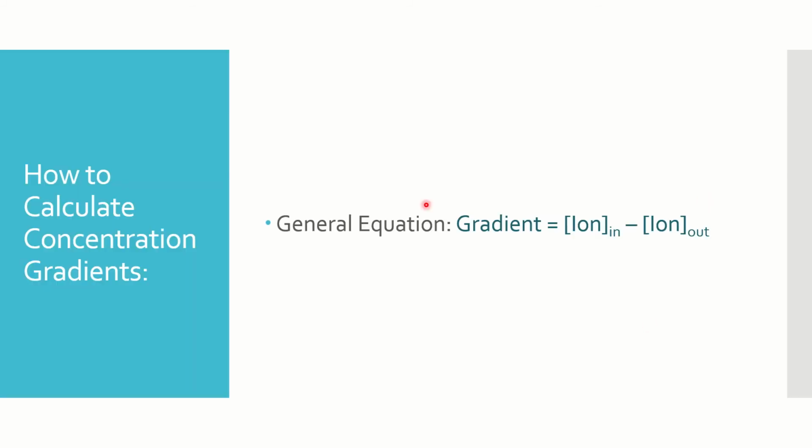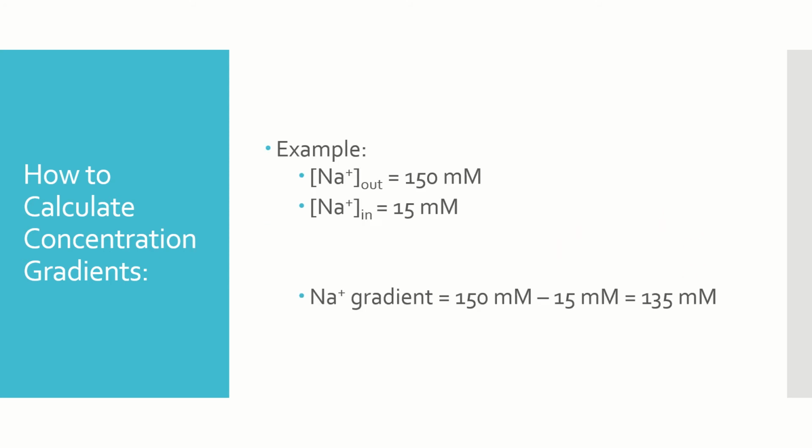And by the way, while I'm thinking about it, this gradient, really, honestly, any difference is fine. So if the concentration on the inside is the bigger number, do in minus out. If the outside is the bigger number, do out minus in. You don't want to have to deal with negatives that way. We're just looking for the difference between them, really.